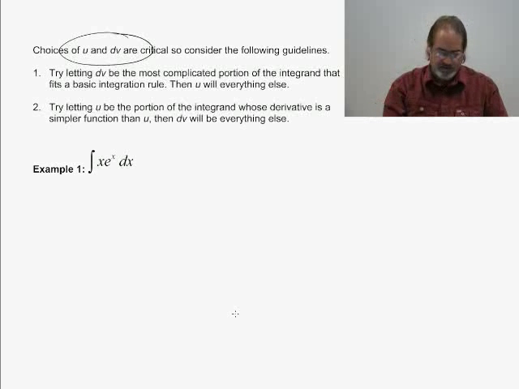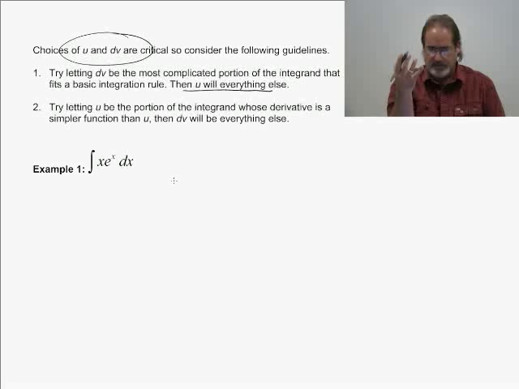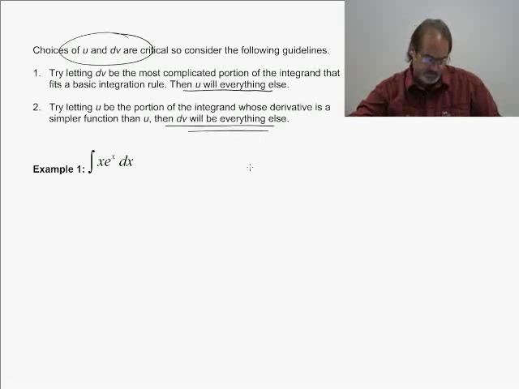Another strategy would be to let u be the portion of the integrand whose derivative is a simpler function than u. So I have a function that I'm going to call u, and its derivative is a simpler function. And then let dv be everything else. These are basically two different strategies you can try while working out an integration by parts.